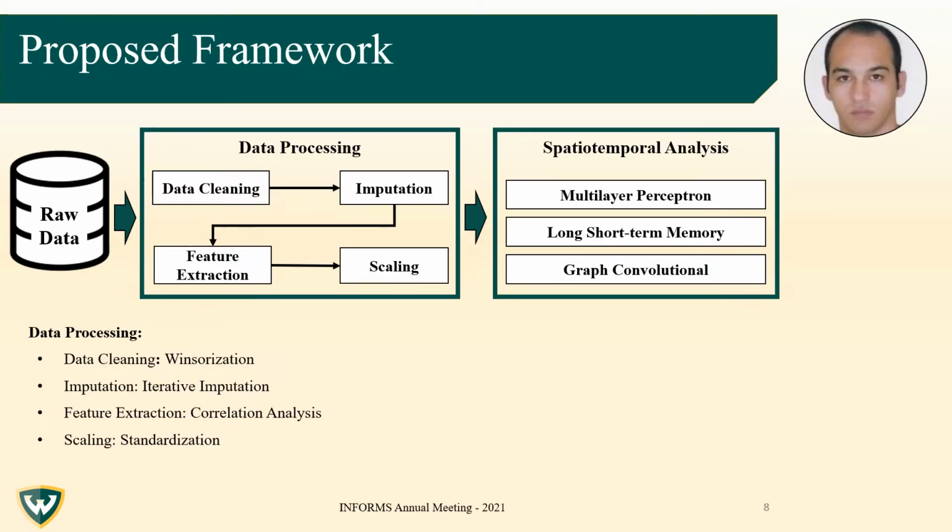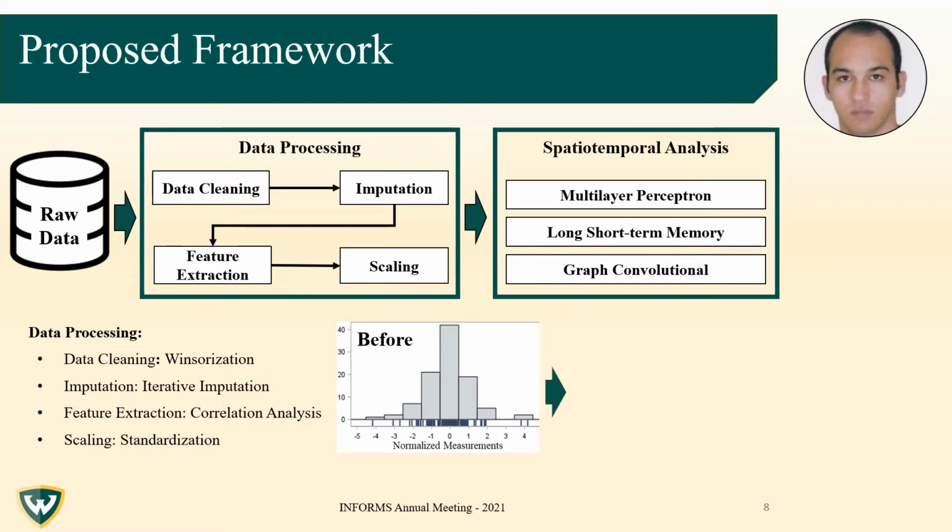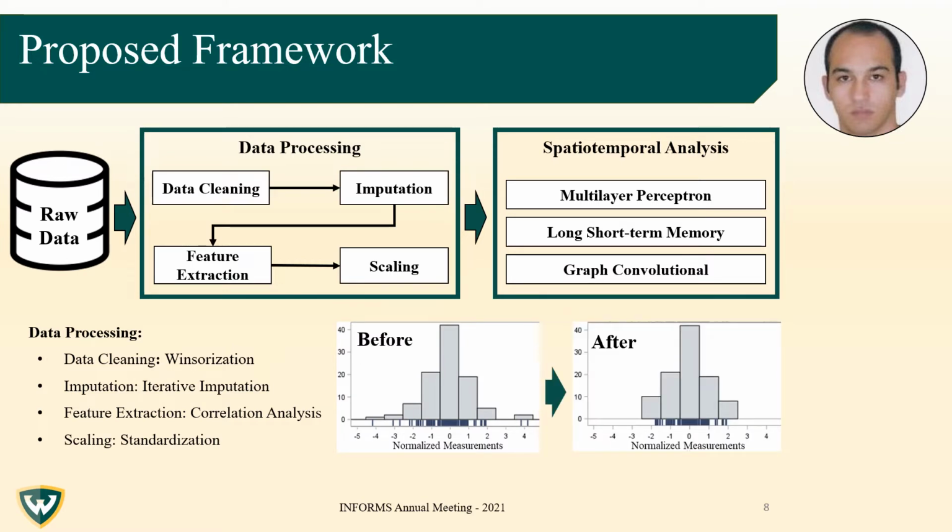Our proposed framework consists of two main parts: data processing and spatiotemporal analysis. Regarding the data processing part, first we perform data cleaning and manipulation to transform the data into our preferred format. Then we use the winsorization method in order to modify the outliers. Winsorization refers to limiting extreme values in the statistical data in order to reduce the effect of possibly spurious outliers. We use 0.025% as the winsorization threshold.